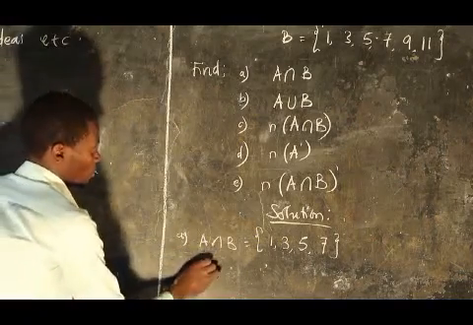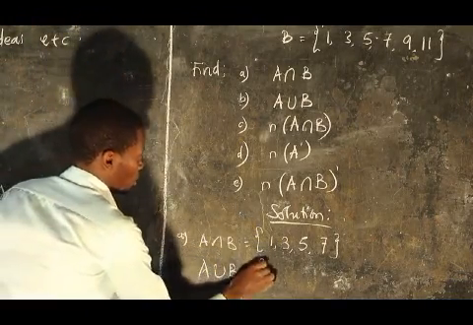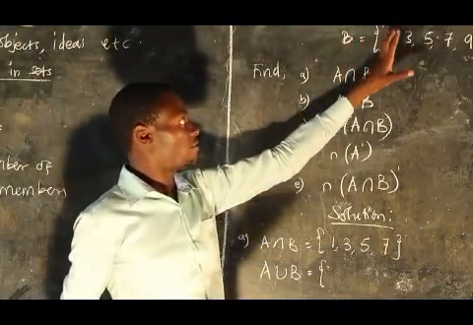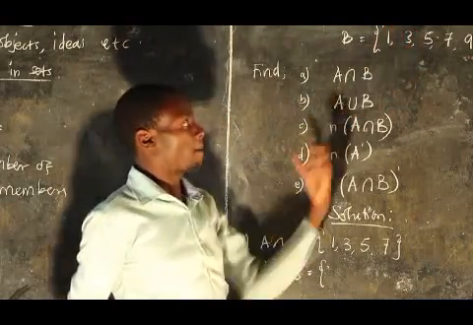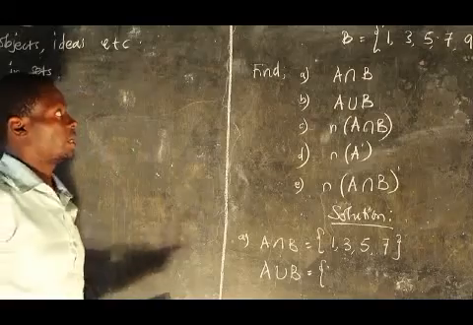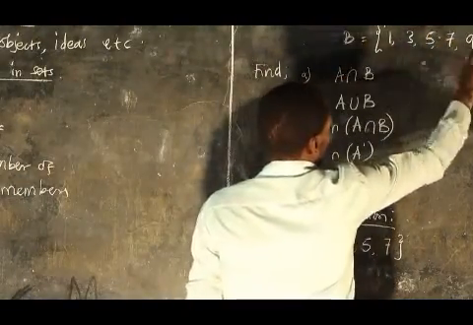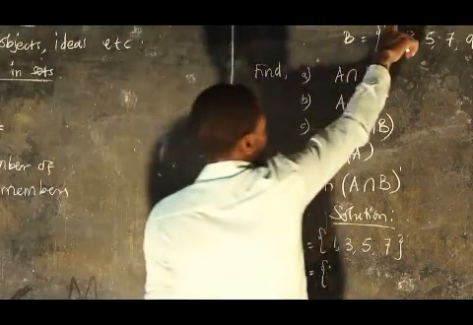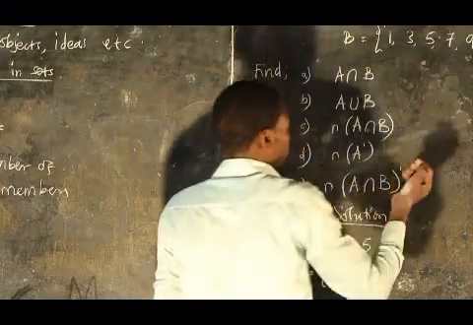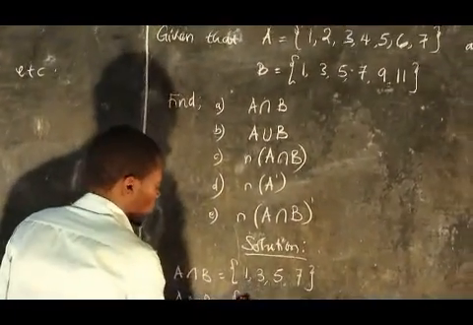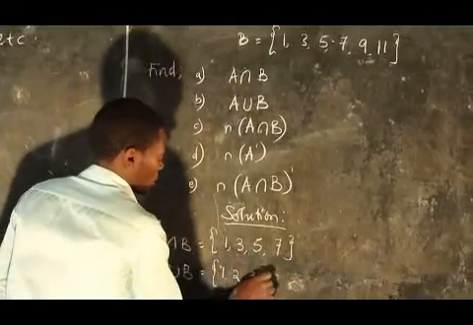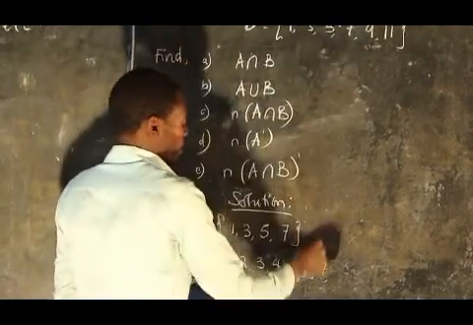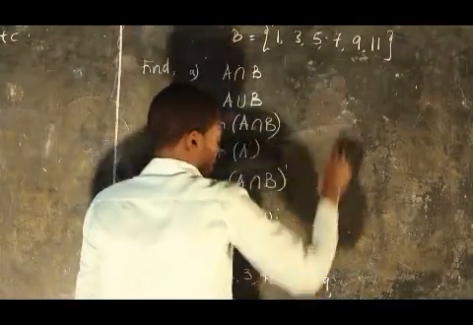For union, A union B is going to be, we are going to select every element in set A and set B, but not repeating any. So we are going to look for these ones and write each element once, all of them. So we are going to write from 1 up to 11, but not repeating any of the elements. So we have 1, 2, 3, 4, 5, 6, 7. I think there is no 8. Go to 9, because 9 is here, and 11.